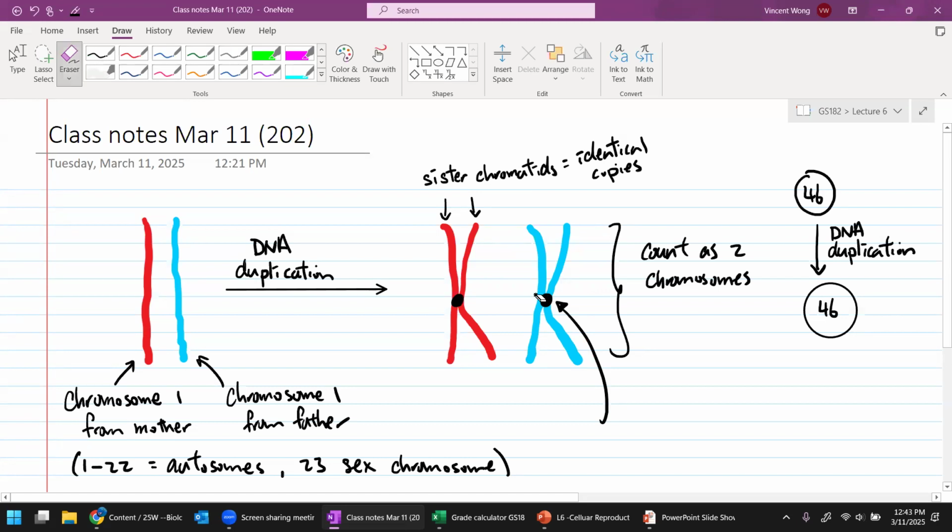The location at which they are stuck together is called the centromere. The location where sister chromatids are connected.